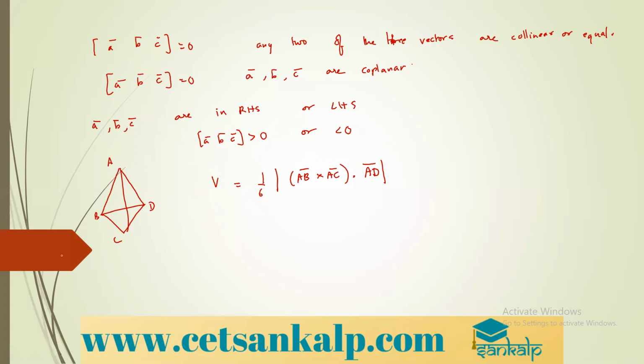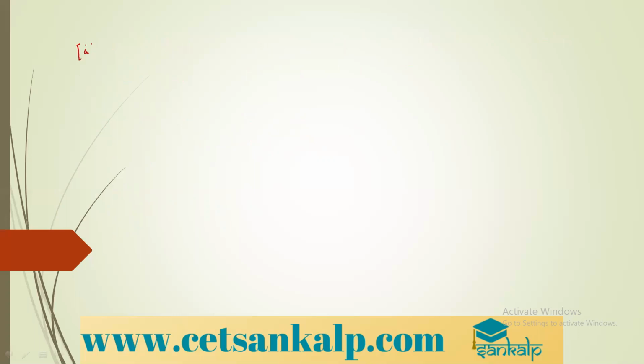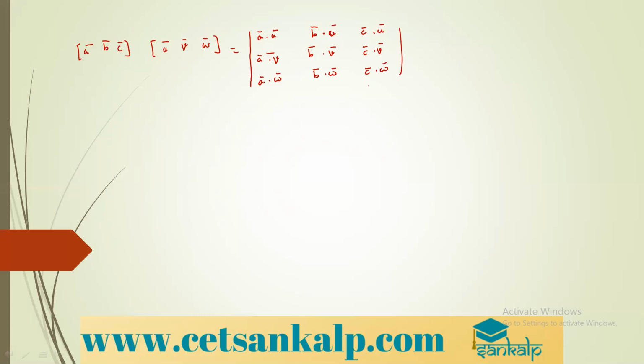The next formula is box ABC into box UVW is the determinant of A dot U, B dot U, C dot U; A dot V, B dot V, C dot V; A dot W, B dot W, C dot W.